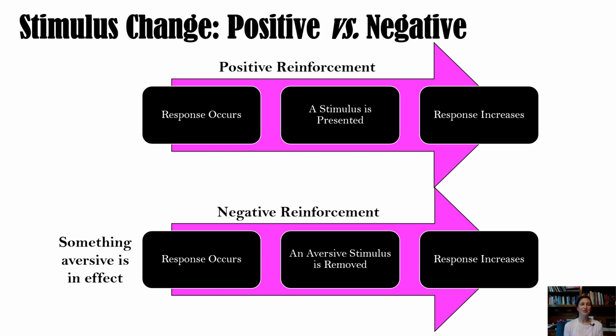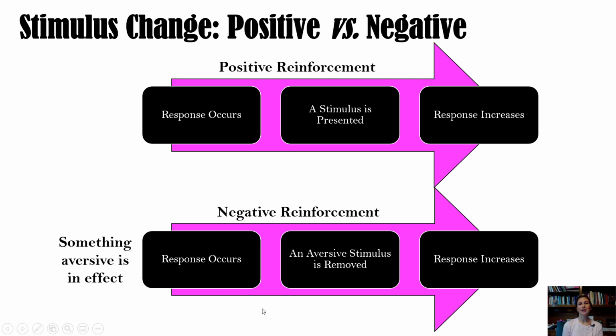Negative reinforcement, an example of that is, like I said, something aversive is in effect, response occurs, and that aversive stimulus gets removed, and therefore your response increases. If you guys have a headache, that is aversive, so your response might be taking aspirin. When you take aspirin, your headache gets removed, and therefore in the future you're more likely to take aspirin when you have a headache or when you feel like you're going to have a headache.